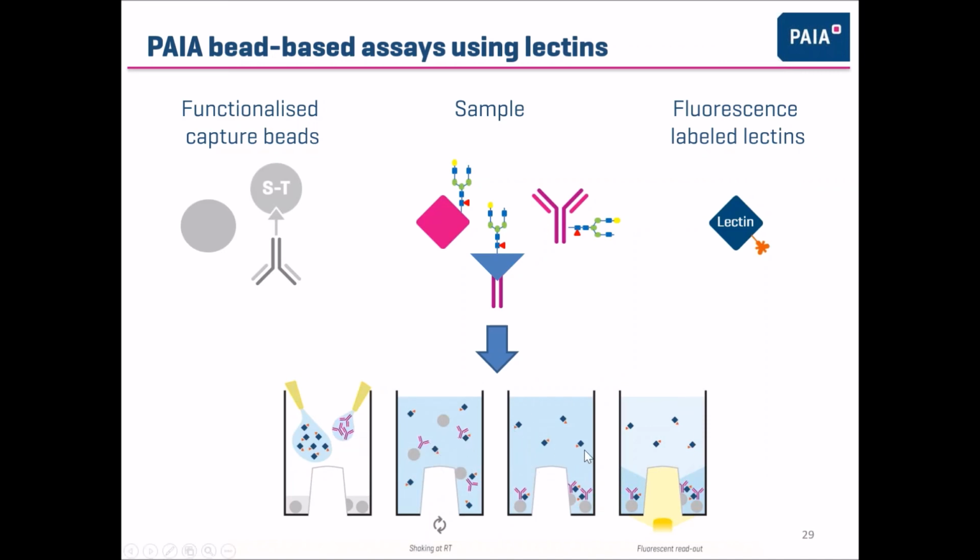And once the assay is finished, the beads settle down. They are separated from the unbound lectin, and this lets us directly determine how much of the lectin has bound to the sample and gives us a number that corresponds to the amount of glycan in the sample.